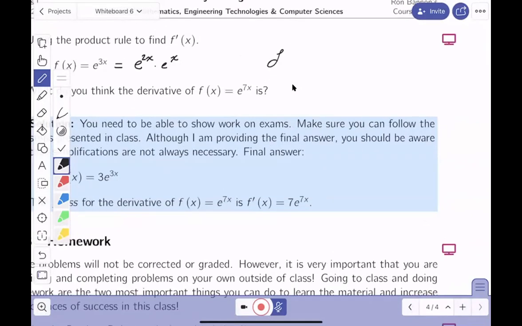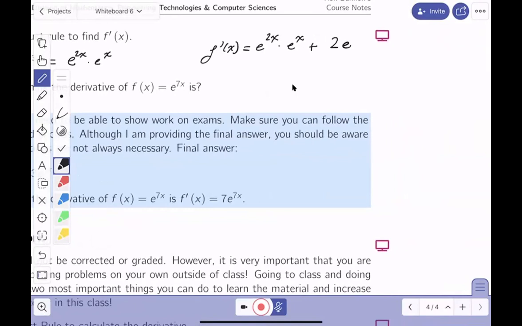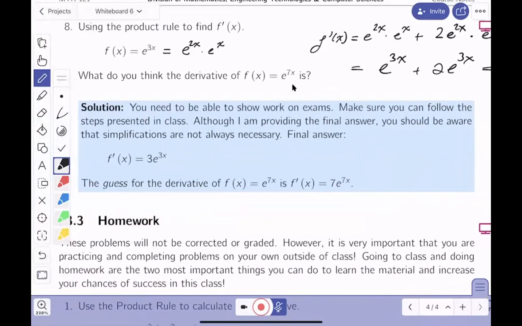So f prime is going to be the first function, which is e to the 2x, times the derivative of the second function, which is e to the x, plus the derivative of the first function, which is 2e to the 2x. I remember that very first problem we did, by the way, times the second function, e to the x. What do you get over here? e to the 3x plus 2e to the 3x. These are like terms, add their coefficients. That's 3e to the 3x. Look at the key, and you'll see that right over here.